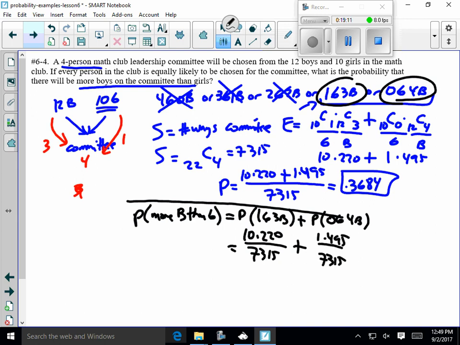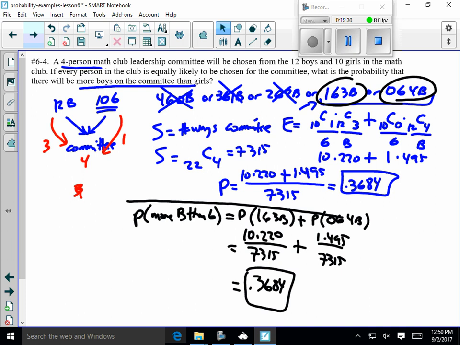So you can think of it as calculating probabilities separately and then adding them, or you can think of it as calculating the counts separately and then just doing a single probability, right? Both of those come up to be 0.3684.